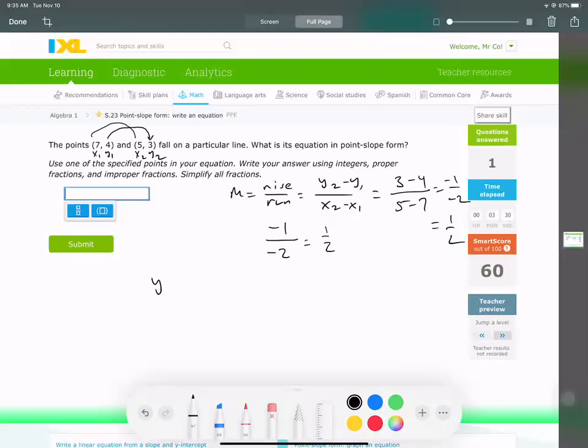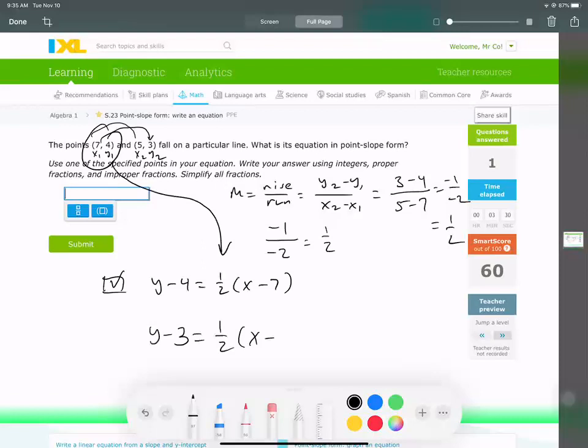If I write y minus 4 is equal to 1/2 (x minus 7), notice I use the 7 and the 4 for this problem. This would be 100% correct. If I instead use the other point (5, 3), y minus 3 is equal to 1/2 (x minus 5). Using (5, 3), this would also be a 100% correct answer. As long as you give me a point and a slope, I don't care which point you give me. Now, why is that true?